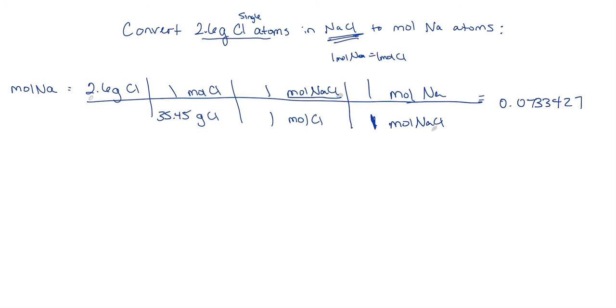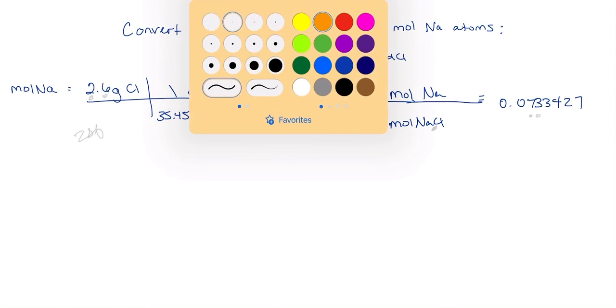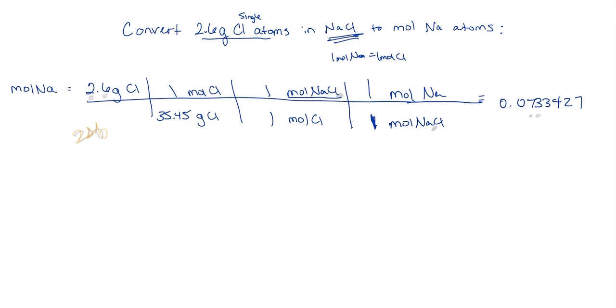Notice right here I have 2 sig figs, and right here I have 2 sig figs. I should be doing that in orange. 2 sig figs. And so I'll look at this, and you'll notice that this does not round up because that's a 3 right there. And then I just need to put this in scientific notation. So 7.3 times 10 to the -2 moles of Na.